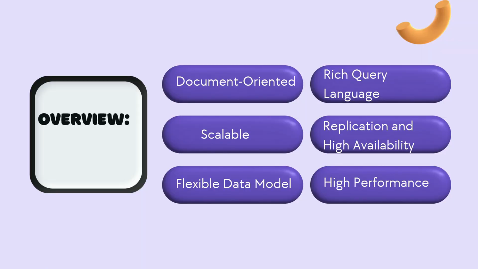Overview of MongoDB contains: document-oriented, scalable, it has a flexible data model, it has a rich query language, replication and high availability, and it has high performance.